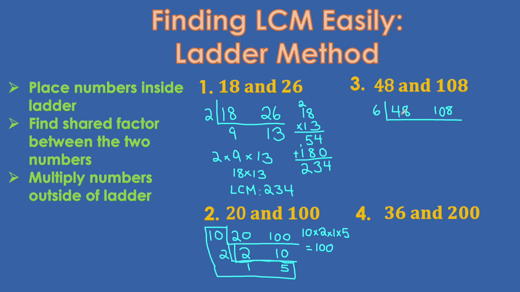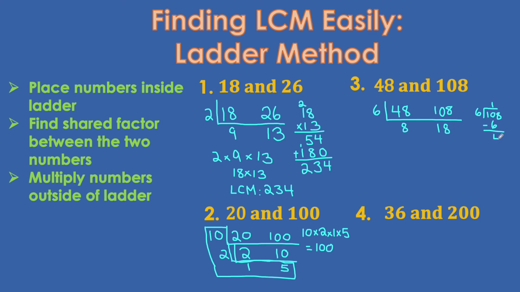6 goes into 48 8 times. 6 goes into 108 18 times. You can do a division problem here if you need to. 108 divided by 6. 6 goes into 10 one time. 1 times 6 equals 6. Make sure to put a subtraction sign.